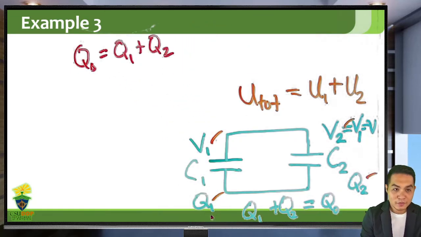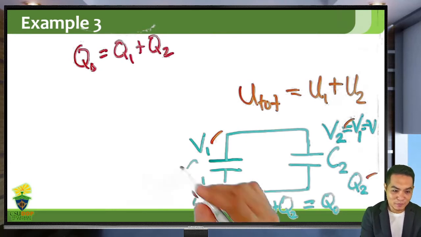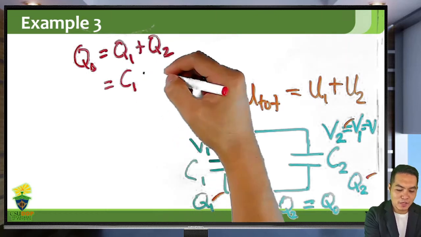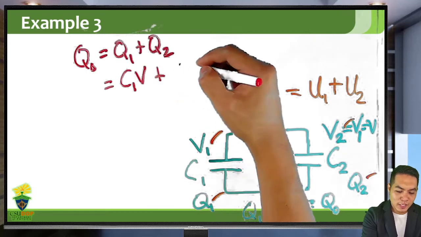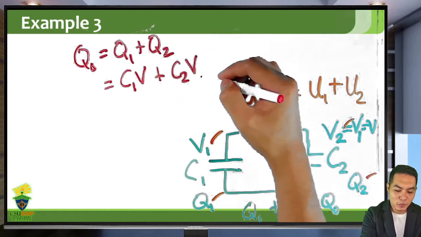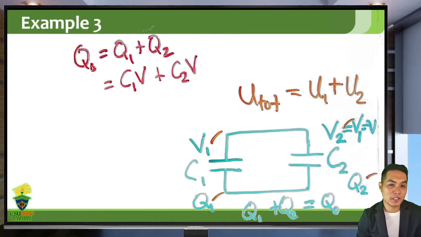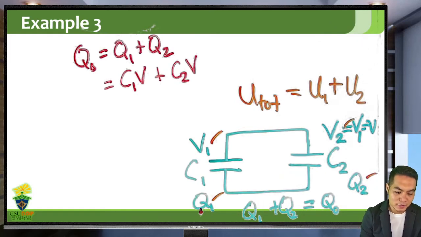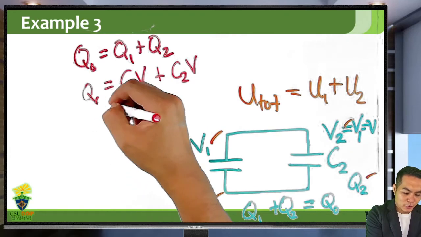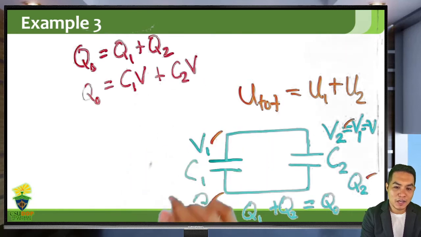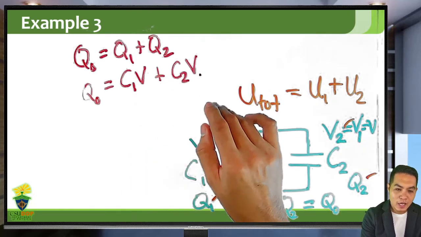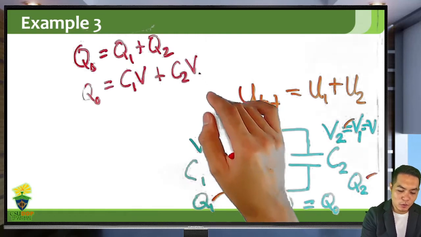But Q1, according to the formula, C is equal to Q over V. So Q is C times V. Q1 is just C1 times V1, which is V. And then Q2 is C2 times V2, which is just V, because V1 and V2 are the same. And we will let their voltage be V. Okay. So this is equal to Q0. So I already know Q0, C1 and C2 are given, but the voltage is unknown. So we can now solve for V.